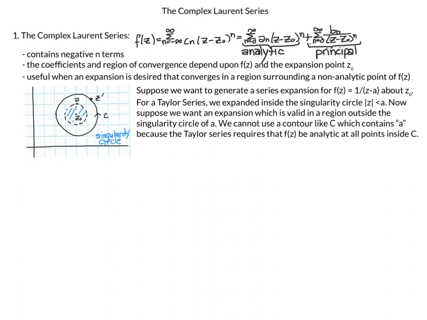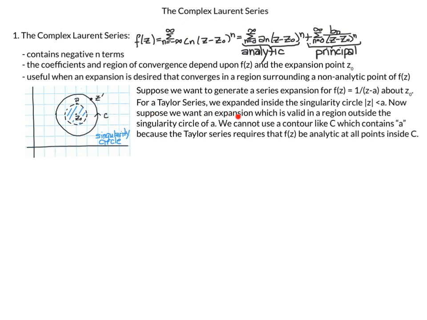So for example, if we look at this picture here, suppose we want to generate a series expansion of f of z equals 1 over z minus a. So obviously here a is a singular point, and we're going to expand it around z naught. So this is our picture. We have z naught here, and then we have this point a, which is singular. For a Taylor series, in our last video, we expanded this inside the circle, absolute value of z less than a. So we were able to do our Taylor series inside this singularity circle.